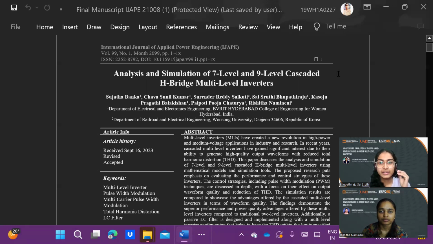I'll give you a quick review of our paper. This is a paper titled Analysis and Simulation of 7 and 9 level Cascaded H-bridge multi-level inverters. As said, the focus is mainly on 7 and 9 level cascaded multi-level inverters. This is our abstract.